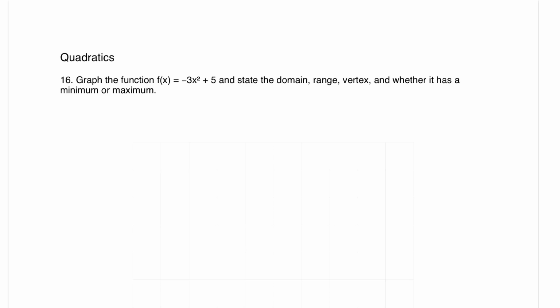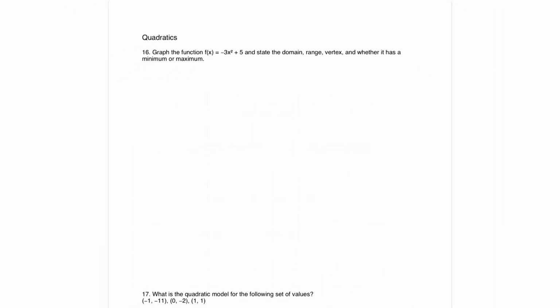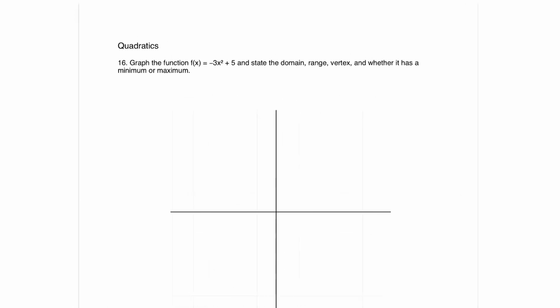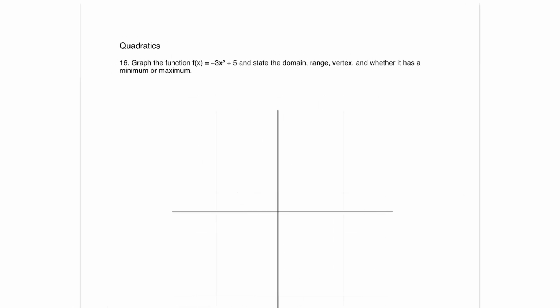Graph the function f of x equals negative 3x squared plus 5 and state the domain, range, vertex, and whether it has a maximum or a minimum. So graphing this, okay, we can do a couple of things. We can either plot points or we can go with the parent function and apply all the transformations. I think that I would prefer to go ahead and do a series of points.